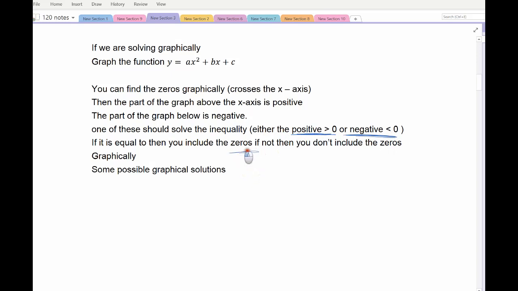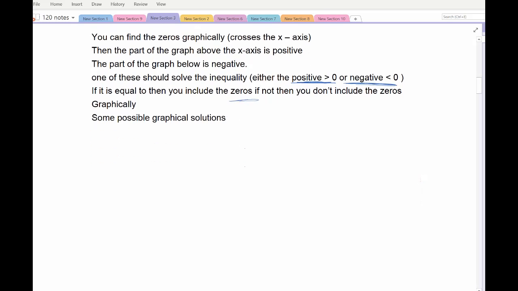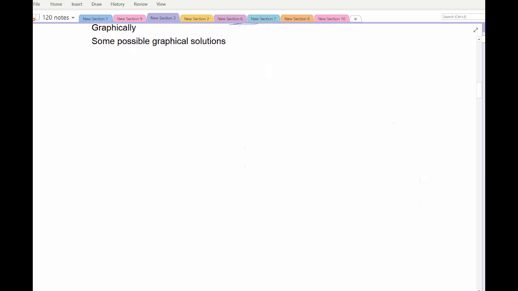And then if it's an equal to, you just include the zeros, right? If it's less than or equal to or greater than or equal to, it's those x values and including the endpoints, right? We use brackets on the endpoints. And so some possible solutions when we do solve some stuff graphically, there's basically three things that can happen. All right, you could have a graph where it crosses twice.